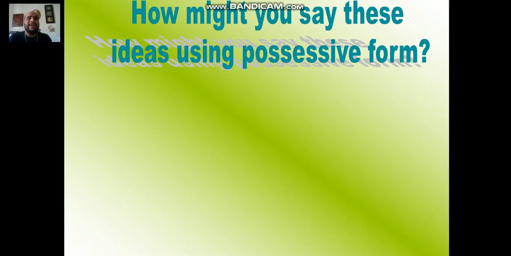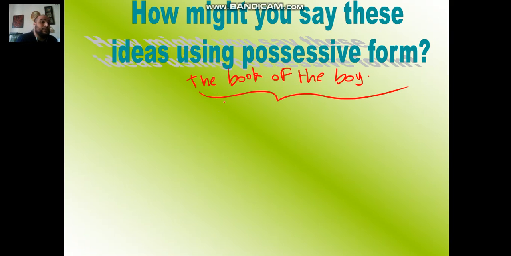How might you say these ideas using possessive form? Some people are going to say the book of the boy. I'm so sorry for my handwriting. I'm using my tablet here, but I'm not so professional with it. So the book of the boy. Okay, I will accept this. But we are talking about the possession using apostrophe s or apostrophe here. We're not talking about of.